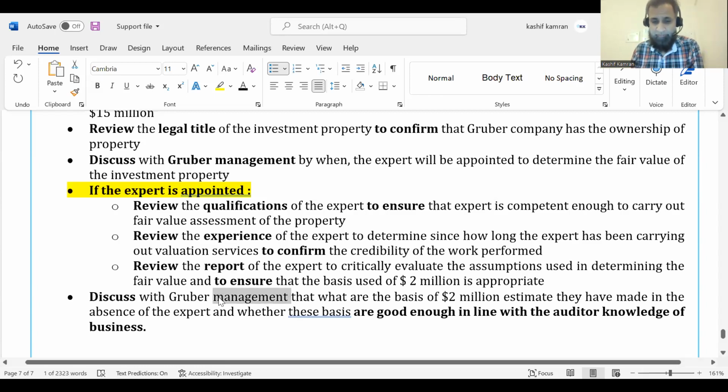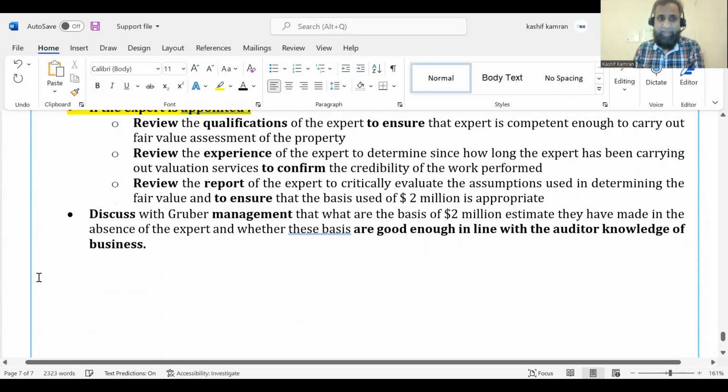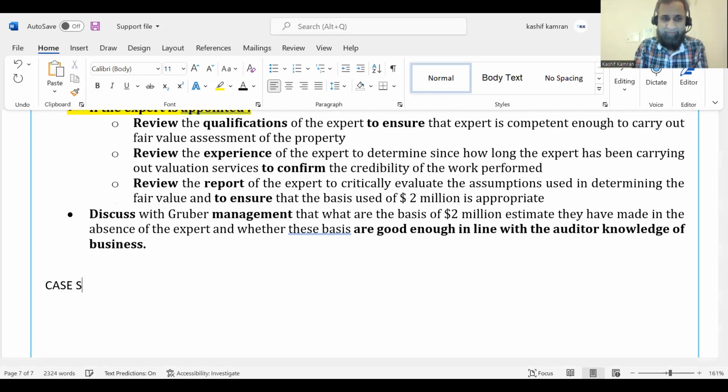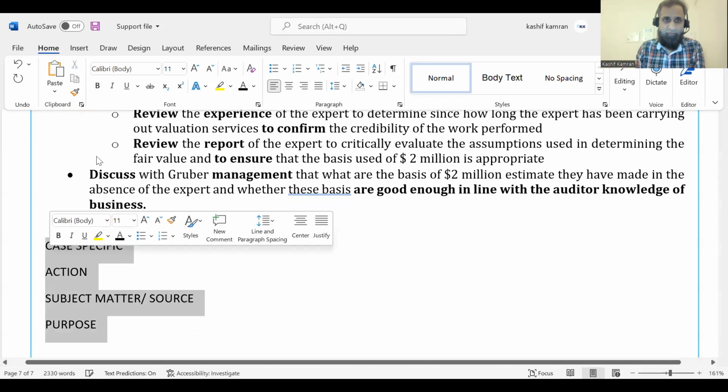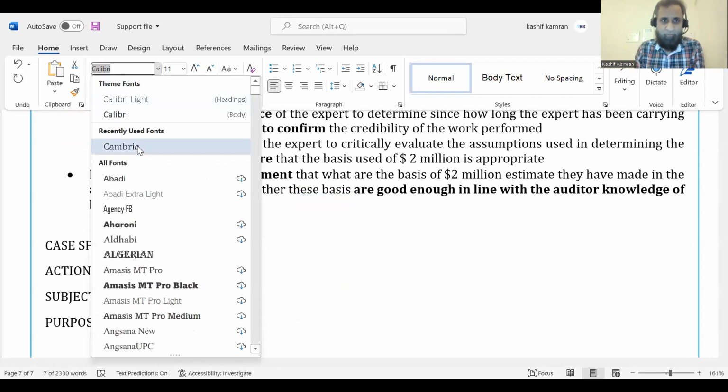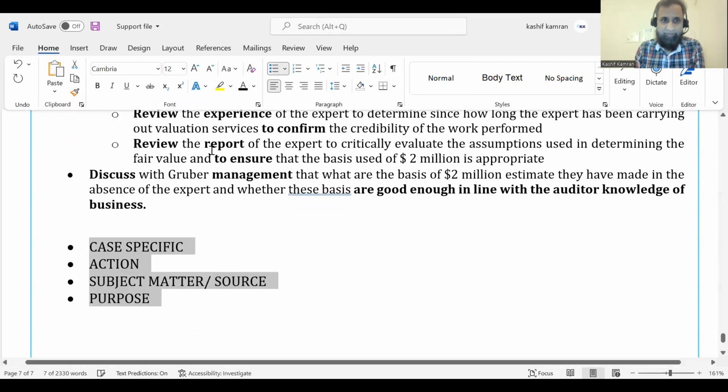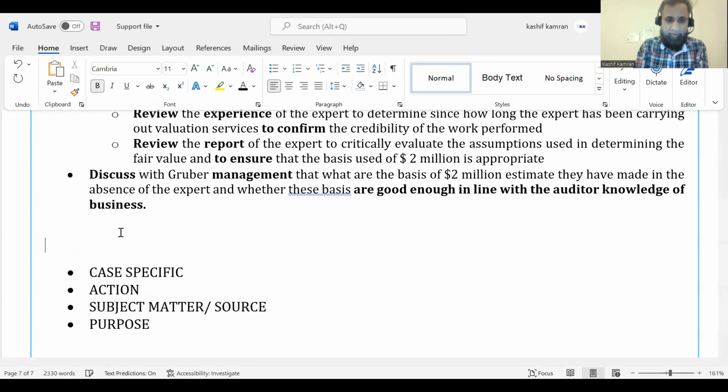Discuss with the management. So what does CASP stand for? Case specific, action, subject matter or source, and purpose. So this is what CASP looks like, right? For all of you, I have just demonstrated how you would go about this CASP. Is that clear to all of you?